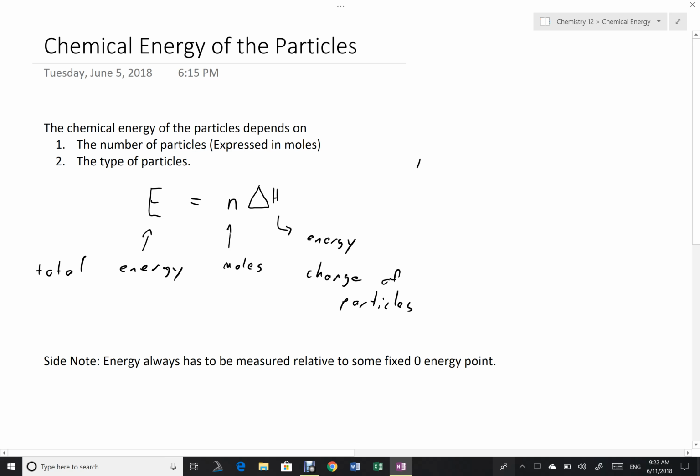Delta H is defined for 1 mole. So this is really the energy per mole.